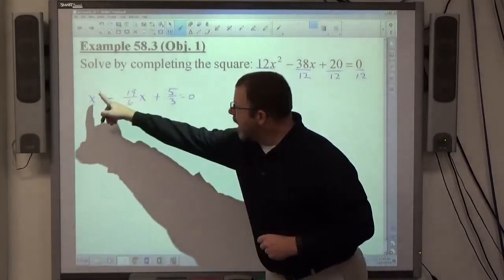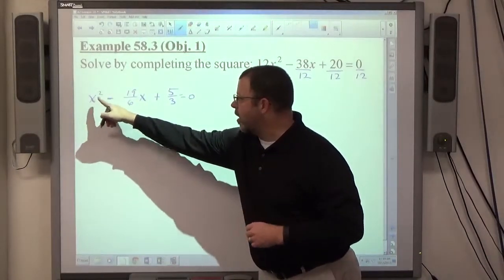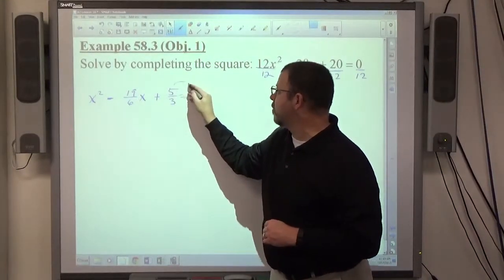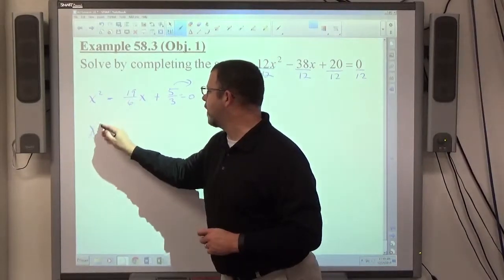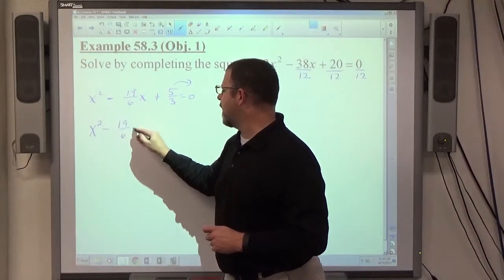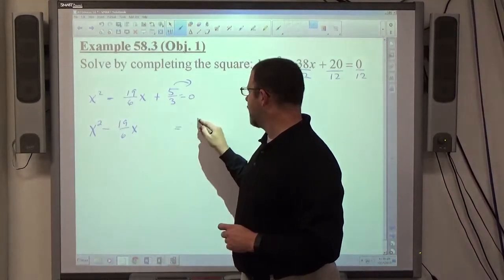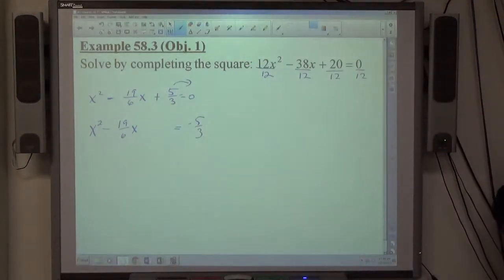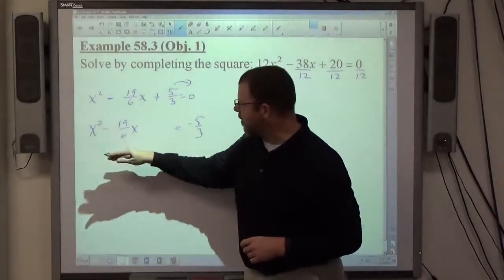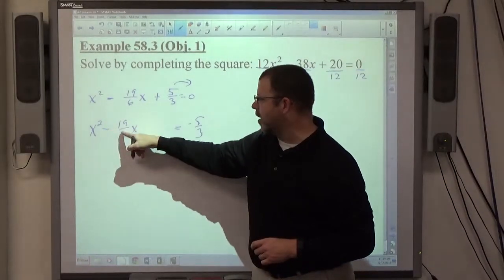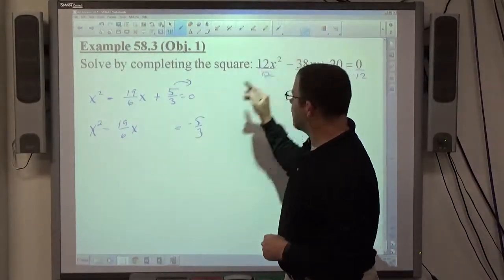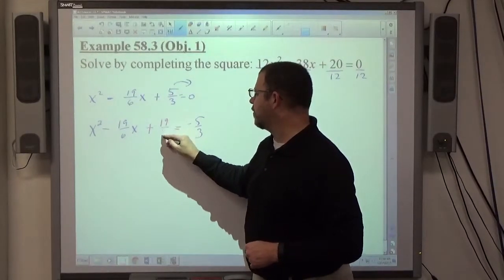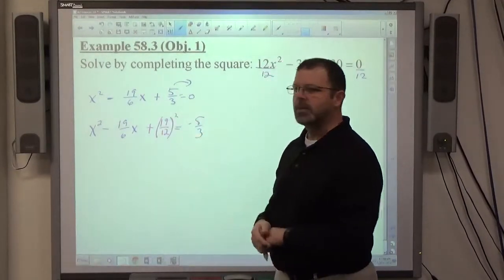Step 2, x squared, 1x squared, we're ready to go. X squared and x down one side, 5/3 moves to the other side. It becomes negative, so x squared minus 19 over 6x is equal to negative 5/3. Once again, when taking half of the fraction, half of this 19/6, 19 is an odd number, so I'm going to double the bottom. So I'm going to be adding 19/12 squared to both sides.